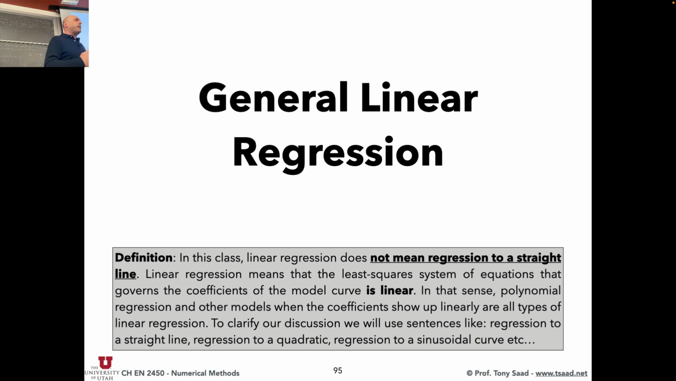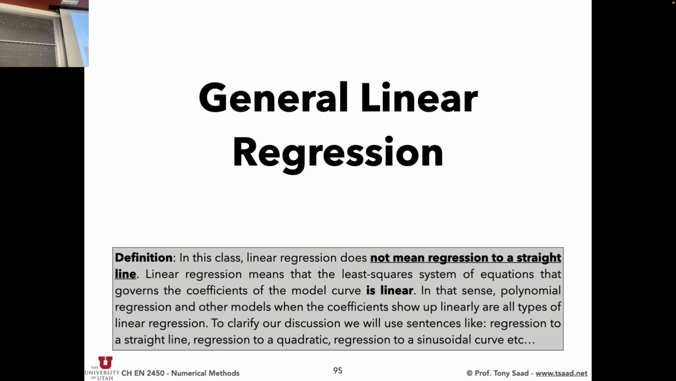And let me remind you that in this class, linear regression does not mean regression to a straight line. We strictly mean by linear regression that the system of equations that results from the regression model is itself linear. In that sense, polynomial regression, which we also covered in the last lecture, is a type of linear regression. Although the polynomial itself is nonlinear, the coefficients of the model show up linearly.